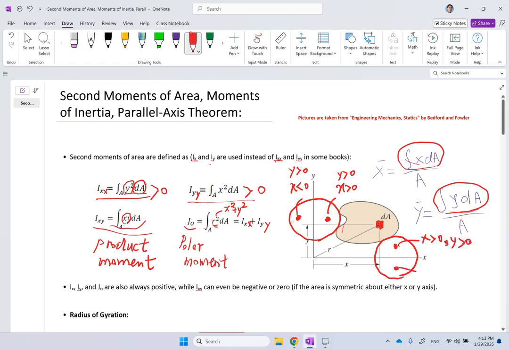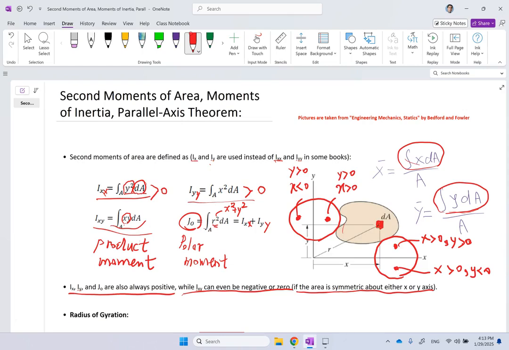While this one here has x positive but y negative. Again, it could be 0. So if the area is symmetric with respect to either x or y, the product term is always 0, but it could be, as I said, positive or negative or 0. But these principal ones, as well as this polar one, which is the sum of those principals, they are always what? Positive. Okay? So that's the first thing.